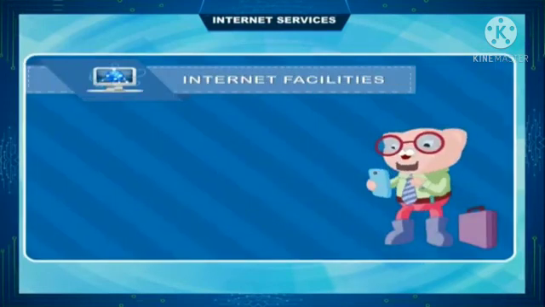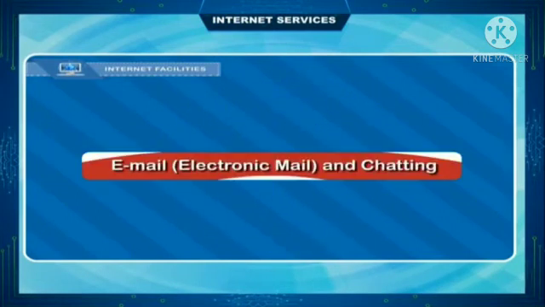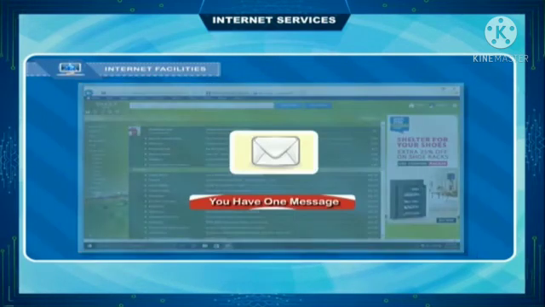Internet facilities. The Internet has made the world a small place. It is useful to us in different ways. It provides us several facilities. Email, electronic mail and chatting. These facilities make it possible to send and receive messages from any part of the world within seconds.